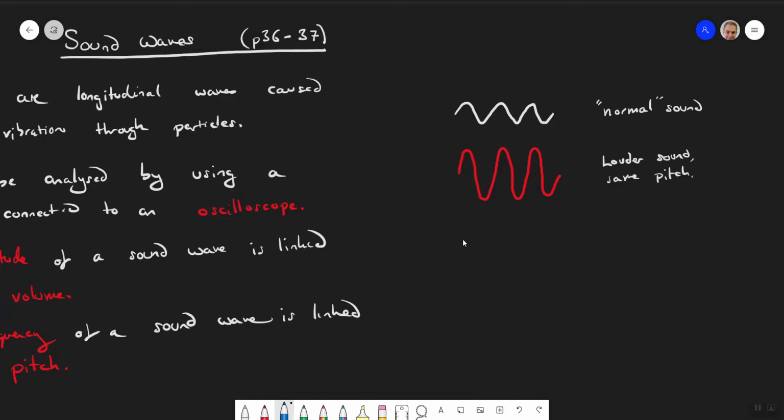Let's do another one. We could show the same frequency, but keep the volume kind of the same. So we're comparing to our normal one. Yeah, but I reckon that's about the same. So higher pitch, same volume.